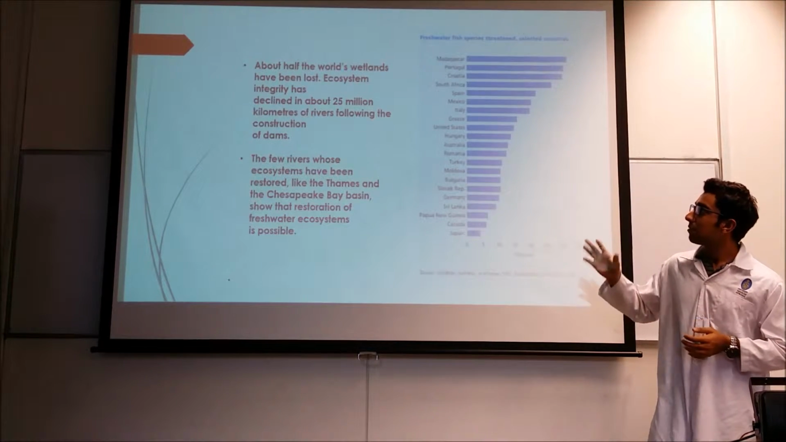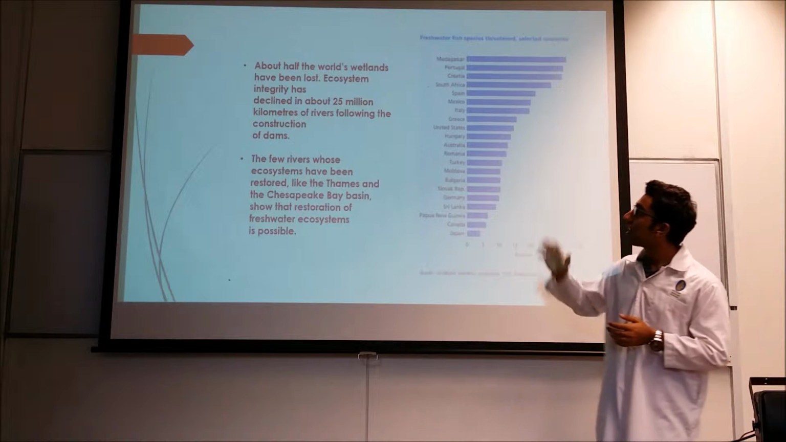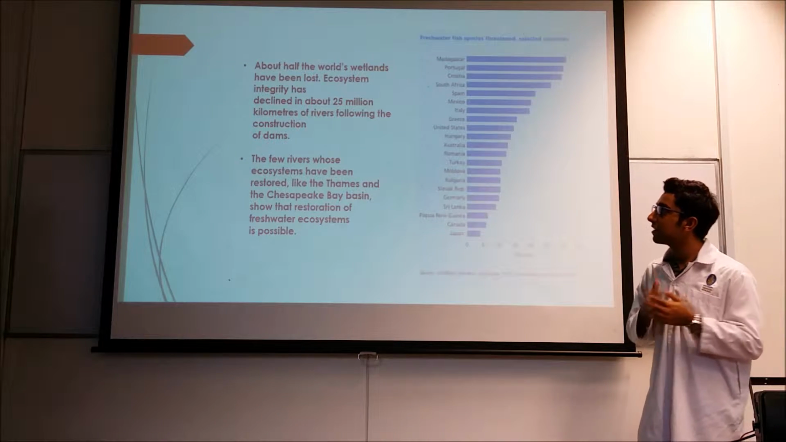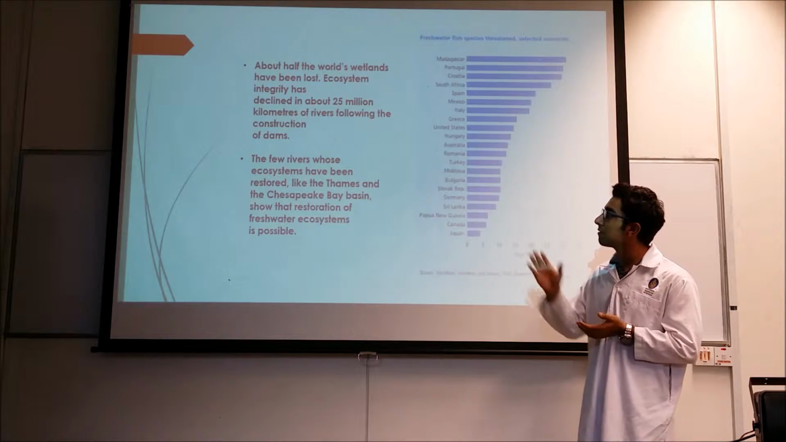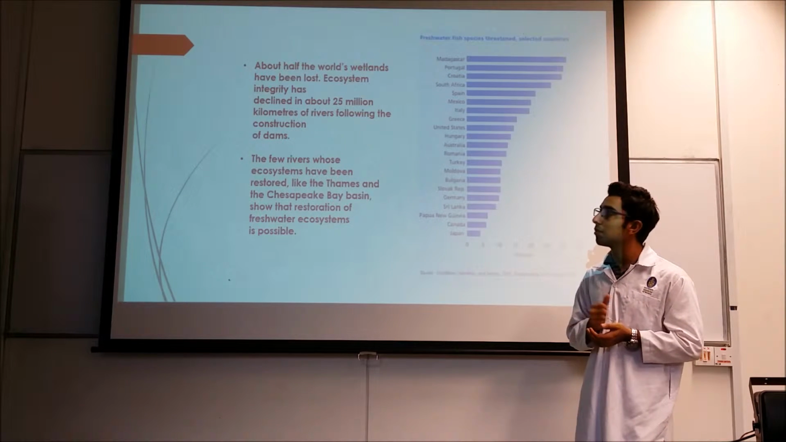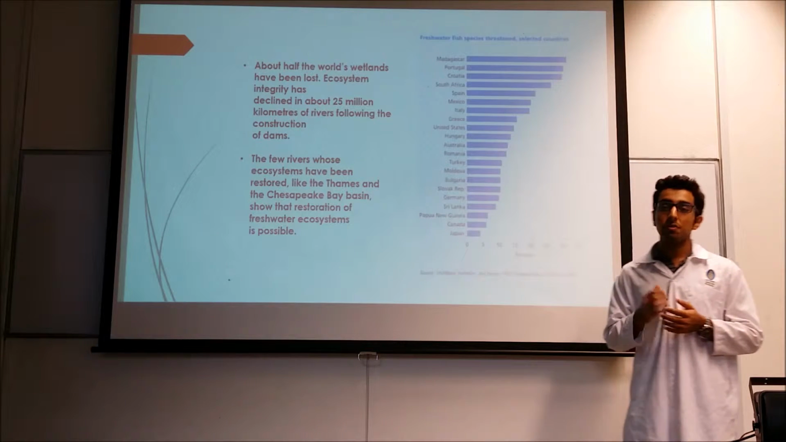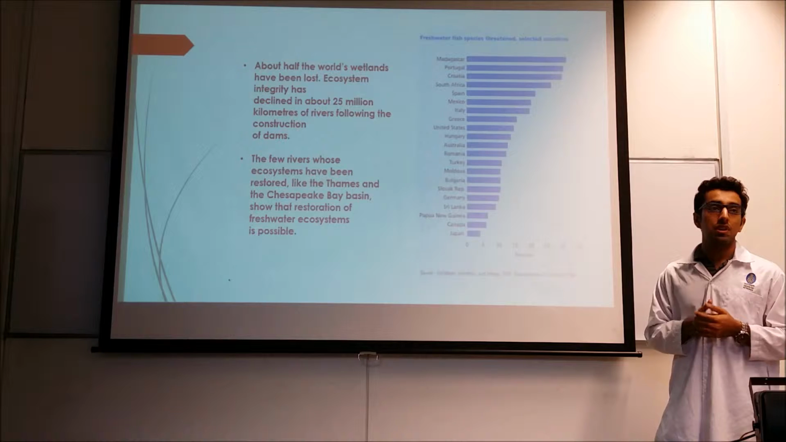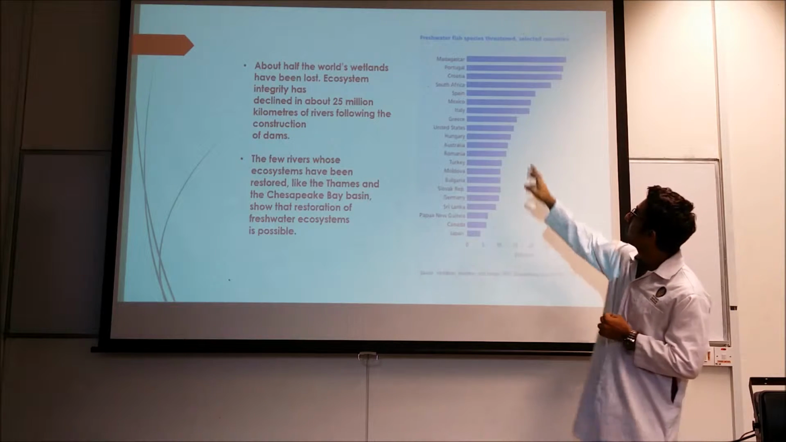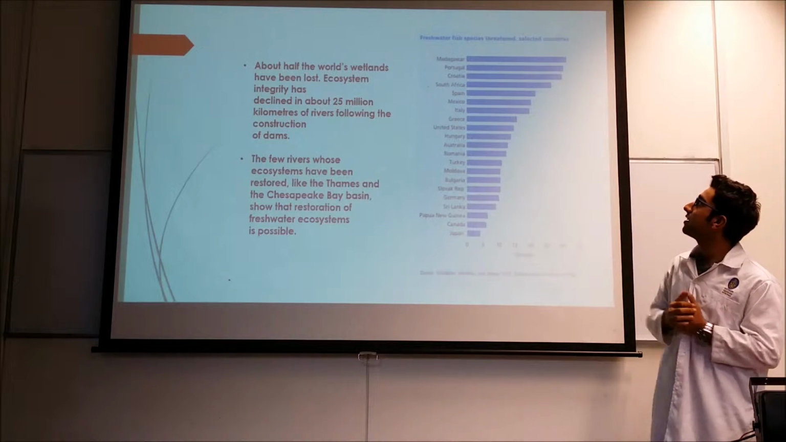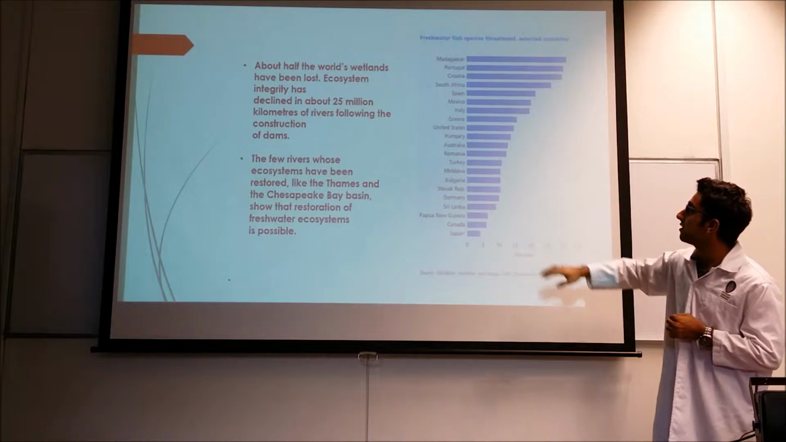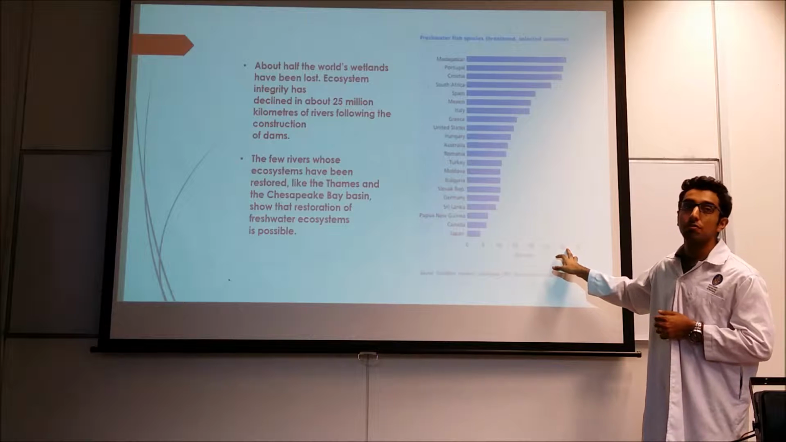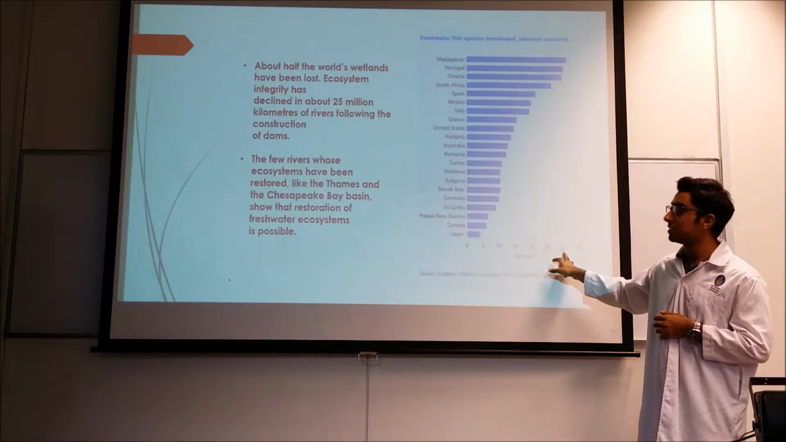So I have some stats for you. As you can see, about half the world's wetlands have been lost. This is because ecosystem integrity has declined in about 25 million kilometers of rivers following the construction of dams. These are some of the reasons which are making fresh water available less and less. As you can see, this is freshwater fish species threatened in selected countries. In Madagascar it is really high, around 30% of fishes are currently under threat of extinction.